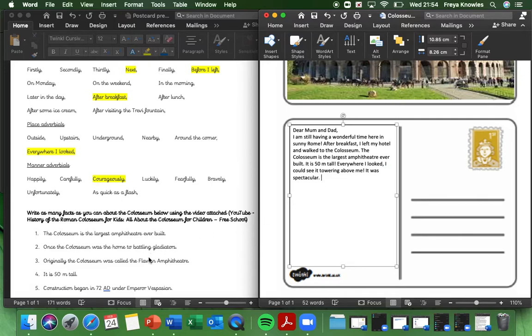We also have a few other facts. We've used it's 50 metres tall. We've used the Colosseum as the largest amphitheatre ever built. We've used everywhere I looked, and we've used after breakfast. What else can we talk about? So we can say, I entered the Colosseum early in the morning to avoid the crowds.